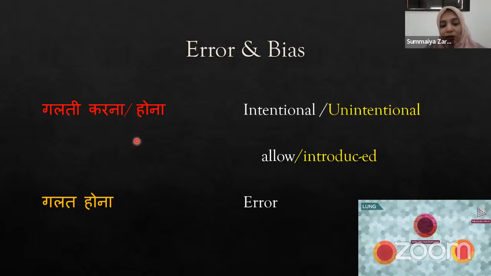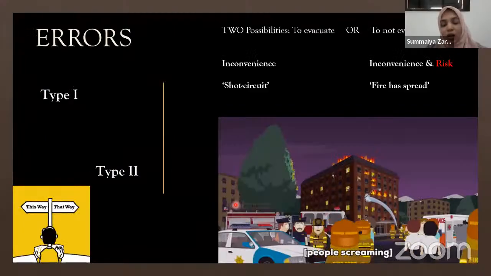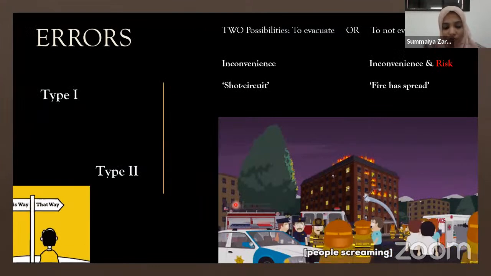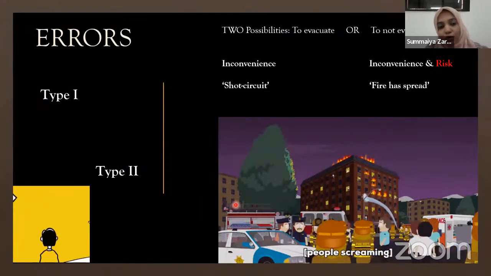But if you yourself are wrong, then there is an error. So this is the main difference between error and bias. This is what I have understood. So, a small review on errors.